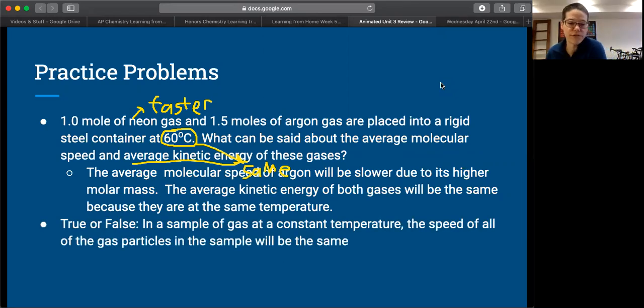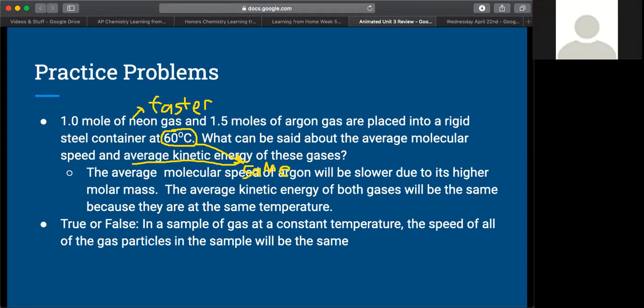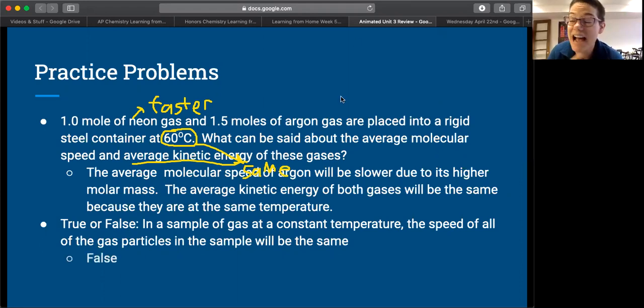Okay, true or false? In a sample of gas at a constant temperature, the speed of all the gas particles will be the same. False. Correct. That is not true. They average out to be a certain value, but the whole point of that distribution graph was to show you that their speeds are a distribution. That is the point, that they're spread out. They are an actual distribution.